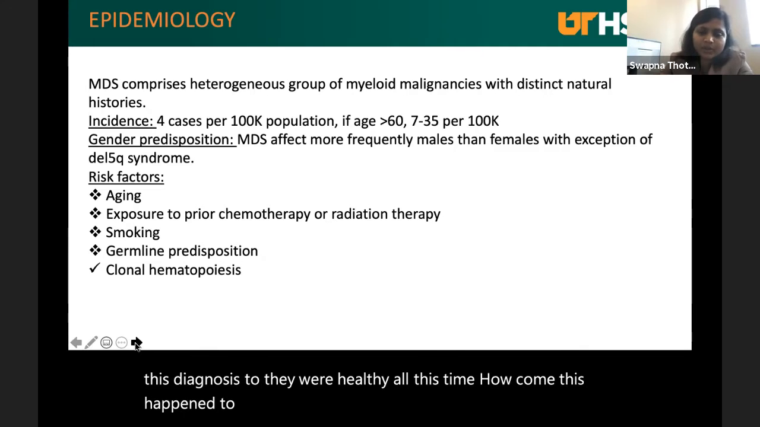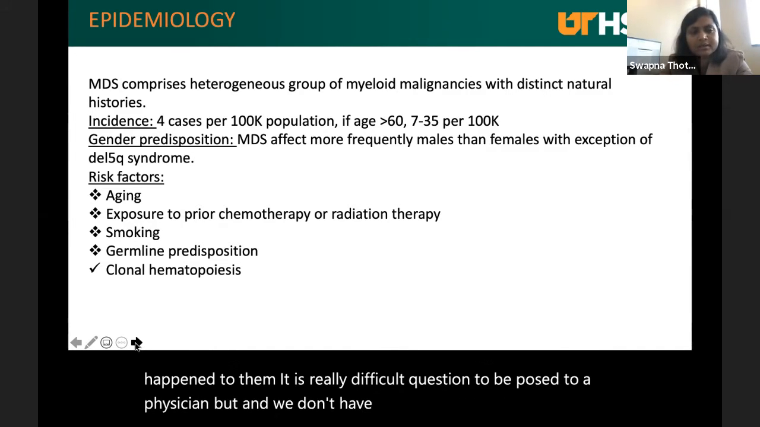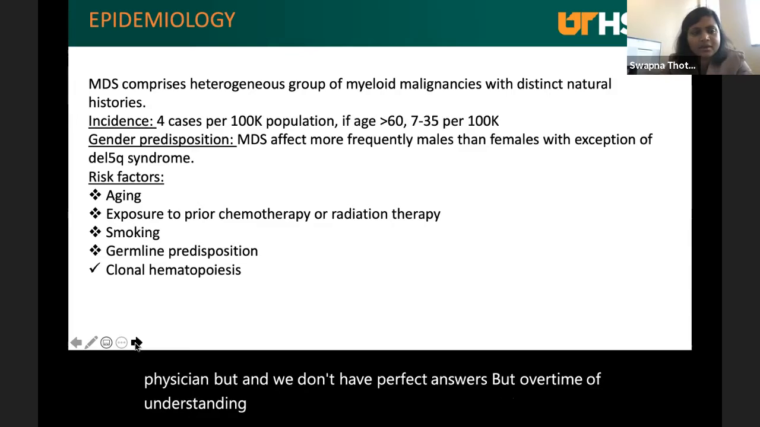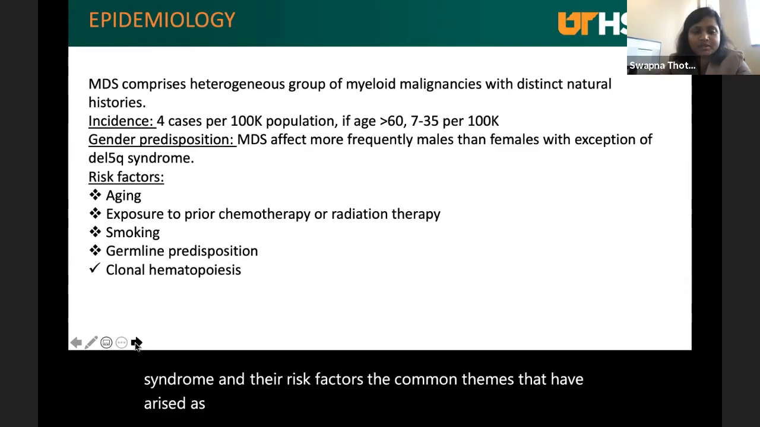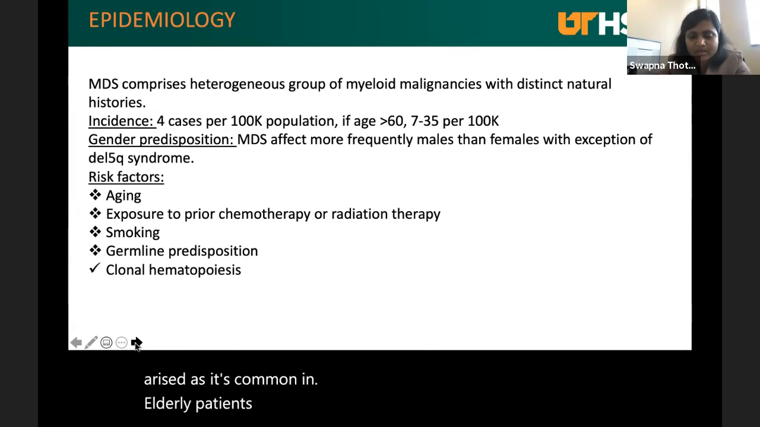It is a really difficult question to be posed to a physician, and we don't have perfect answers, but over time of understanding the natural associations of myelodysplastic syndrome and the risk factors, the common themes that have arisen is it's common in elderly patients. So, aging is commonly associated with myelodysplastic syndromes.